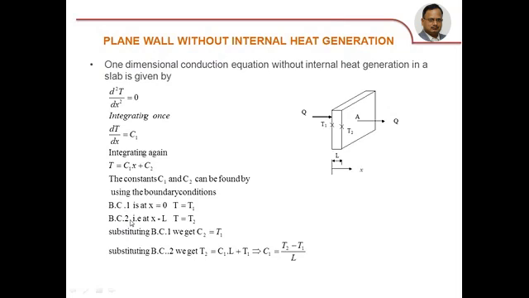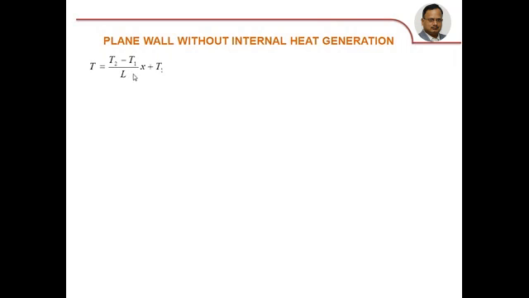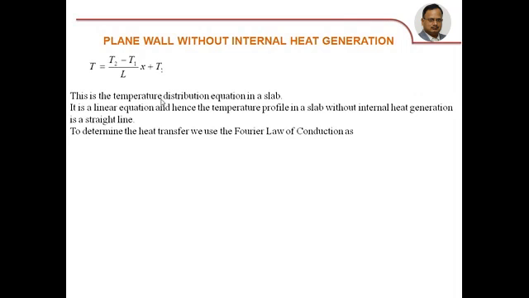You will get C2 value as T1. Now substitute the boundary condition 2, that is at x equal to L, T equal to T2. So T2 equals C1 into L plus T1, which implies C1 is (T2 minus T1) by L. In the place of C2, I have already obtained the value as T1 that I am substituting here. So I got C1 equal to (T2 minus T1) by L. Hence, you can write the equation for temperature distribution: T equal to ((T2 minus T1) by L) into x plus T1. So this is the temperature distribution equation in the slab without internal heat generation.